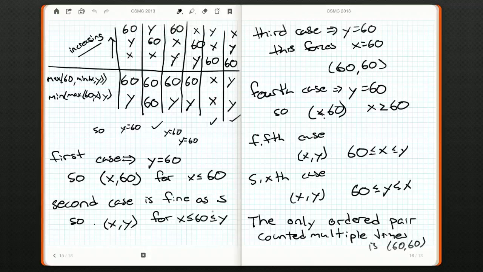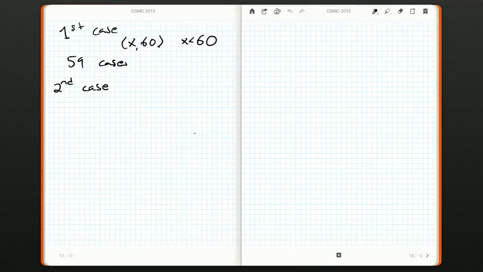So this one, in order to not double count it, I guess I should rearrange that. It should be counted most times. If we let y equal 60 and have x be less than 60, we'll be counting everything that was in the first case. So we don't want to do that. So we want x and y with x less than 60 less than y.